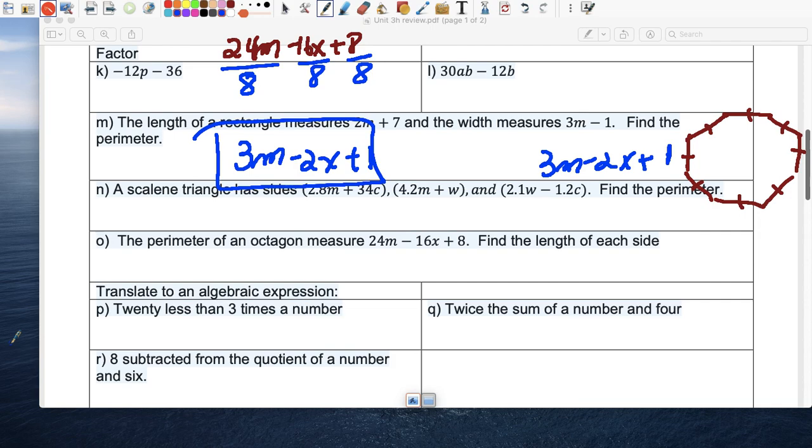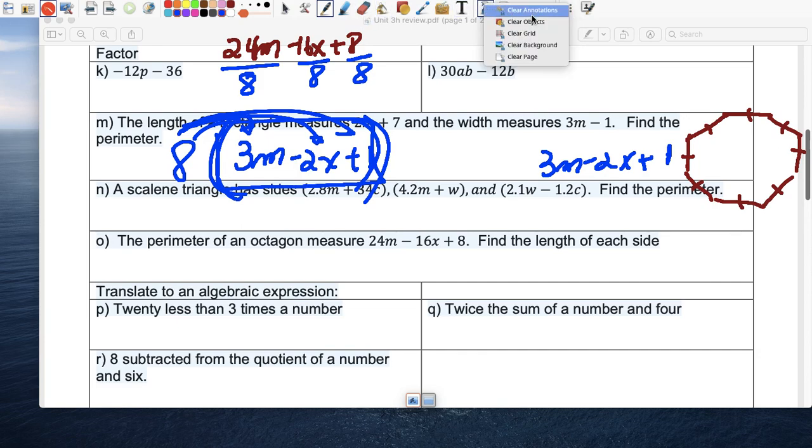Now you want to confirm, make sure you did it okay. So multiply this by 8. If you multiply this by 8, and include the parentheses, you should get 24, 16, and 8. And that's one way you can check.